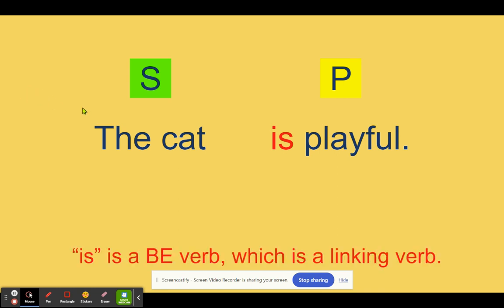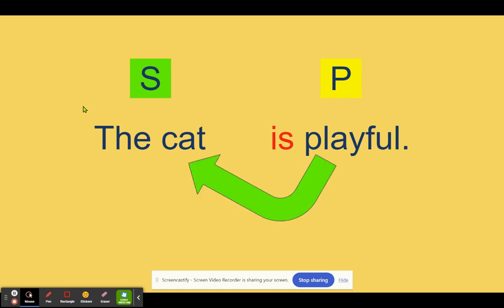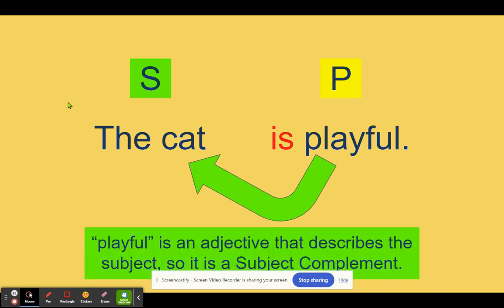So, is a be verb. That's a linking verb. And playful is actually an adjective that describes the subject of the sentence, cat. So playful as that adjective that describes the subject is what we call a subject complement. That is our convention for the upcoming test. And it's similar terminology, but not exactly the same as what we're going to do on the IXL assignments that are coming up.